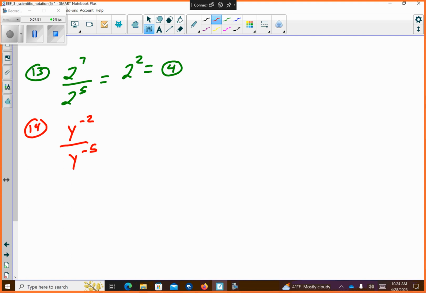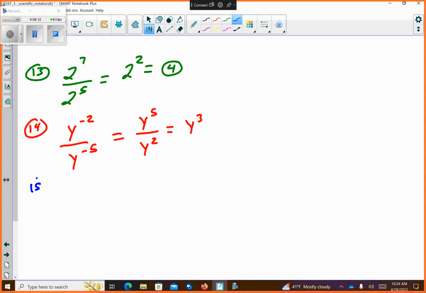All right, on number 14, do not do tug of war yet. Get rid of the negative exponents. So y to the 5th moves up, becomes positive. Y to the 2nd moves down, becomes positive when it moves down. Tug of war with the y's. Who wins right now? Top or bottom? Top by how many? 3.